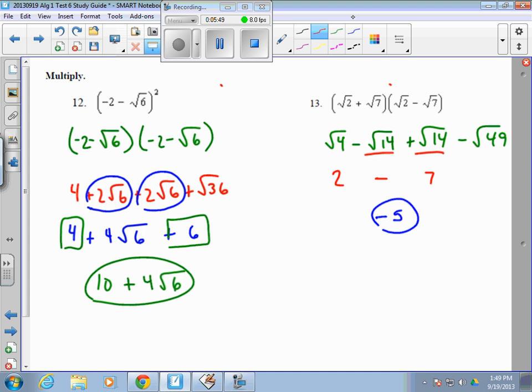So we have like terms of square root of 14, negative square root of 14, and positive square root of 14. They will cancel each other out. The square root of 4 is 2, and minus the square root of 49 means minus 7. So when these cancel out, we wind up with 2 minus 7, which is negative 5.